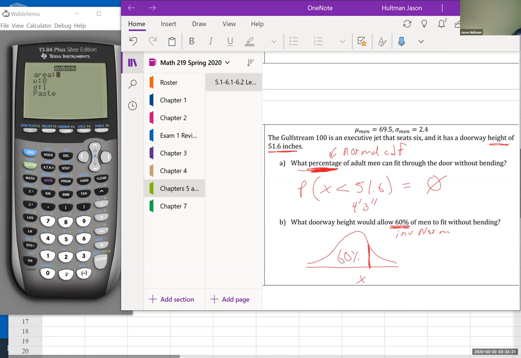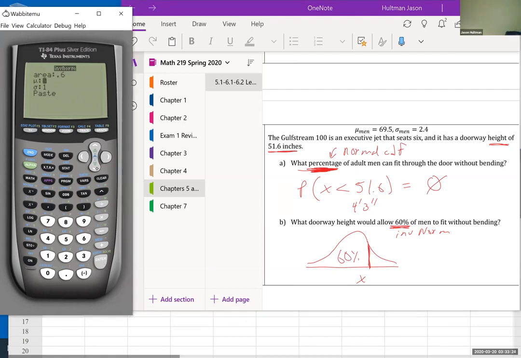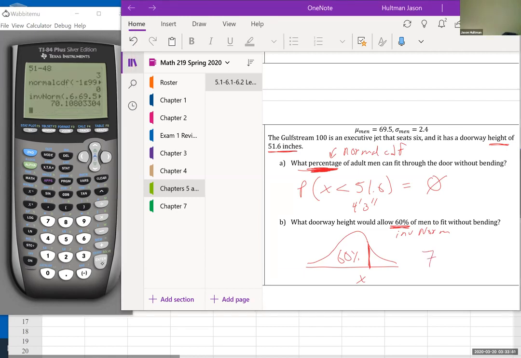Okay, so the area that we're looking for is 0.6. The mean is 69.5, and the standard deviation is 2.4. And so this would be 70.1 inches, which would be 5 foot 10 inches, basically. So yeah, that would be good. Make the doors bigger.